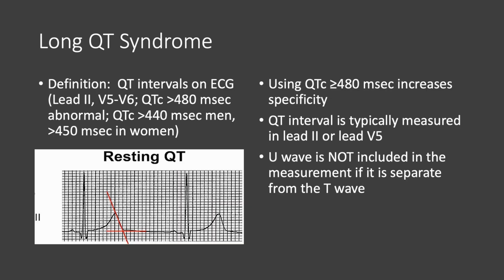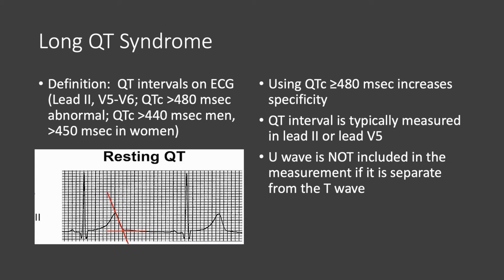A line tangential to the descending slope of the T wave where it crosses the baseline correctly measures the QT interval. A corrected QT interval of greater than 440 milliseconds is abnormal for men, and a QTc of greater than 450 milliseconds is abnormal in women. If we use a cutoff of 480 milliseconds for the corrected QT interval, then that increases the specificity for long QT syndrome. But as we can see in this patient that I just showed you, he would not have met these criteria for a long QT.